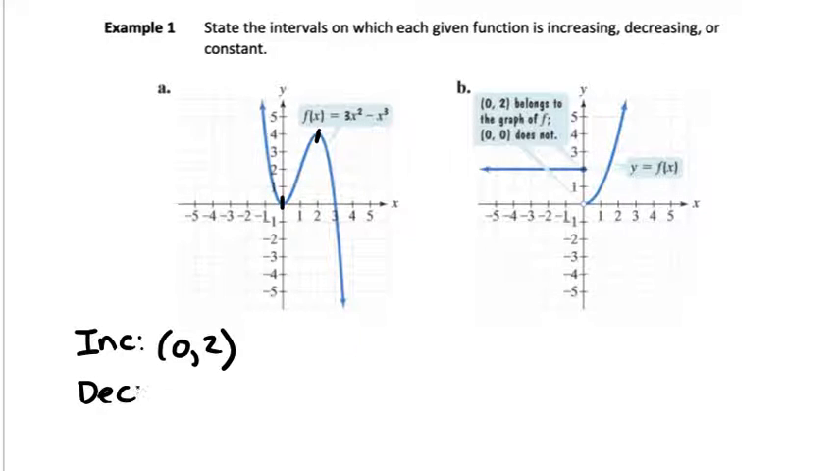Where's the graph decreasing? Well, everything up until 0 is decreasing. This arrow tells me that it's just going to go further and further up as I go further to the left. So decreasing from negative infinity up to 0. Remember, when we do intervals, it's always smaller number first, and so negative infinity would always come first if negative infinity is in the interval. And the other part where it's decreasing is everything after 2. So this would be (2, infinity).